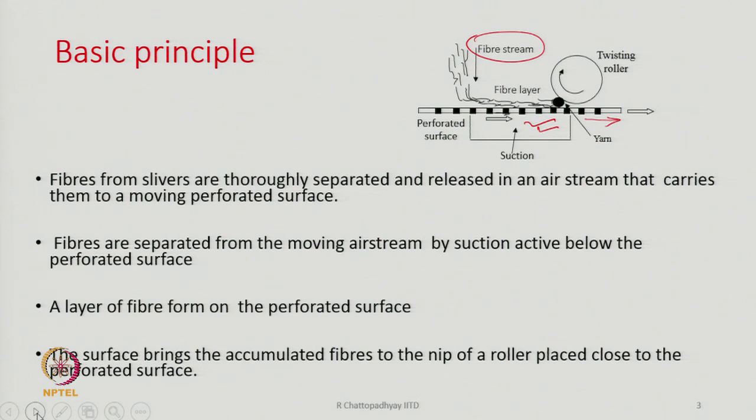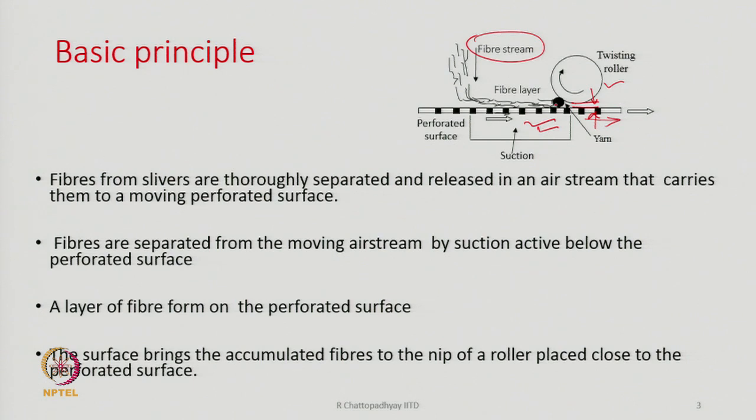So, all the accumulated fibers, or the layer of fibers, will be brought close to a twisting roller as shown here. The twisting roller is closely spaced with respect to the perforated surface. The perforated surface and the twisting roller are very close to each other. The space is very narrow. It is so narrow that these accumulated fibers cannot really pass through this gap. This is the gap, but it is very narrow and the fibers cannot pass through.